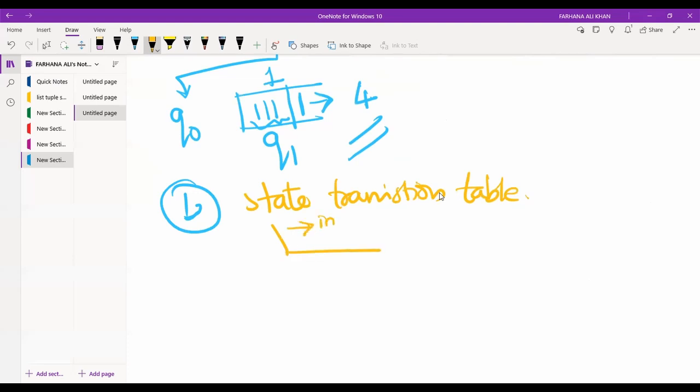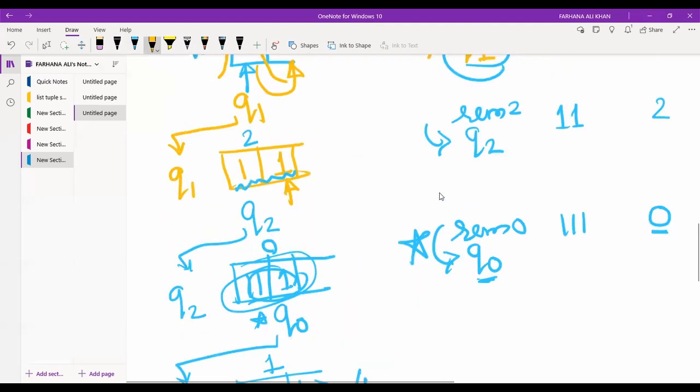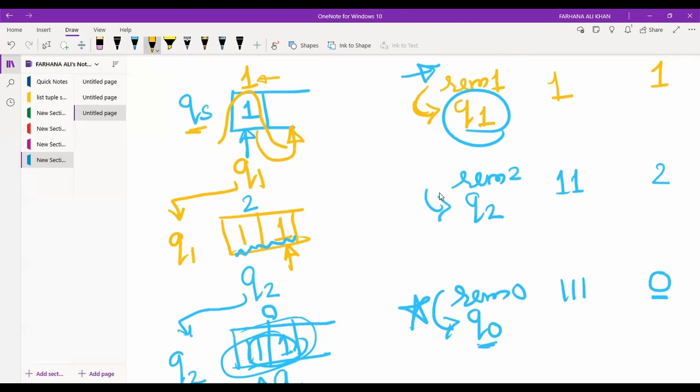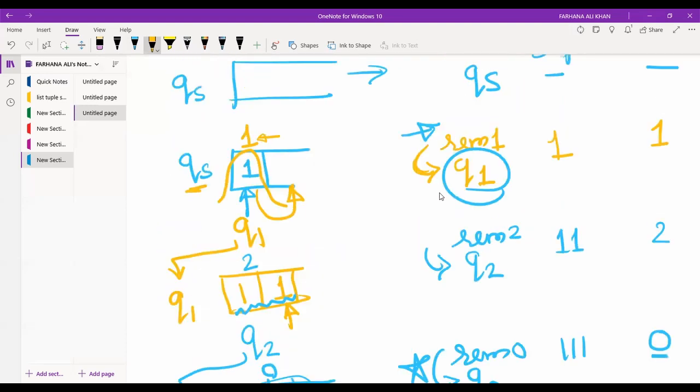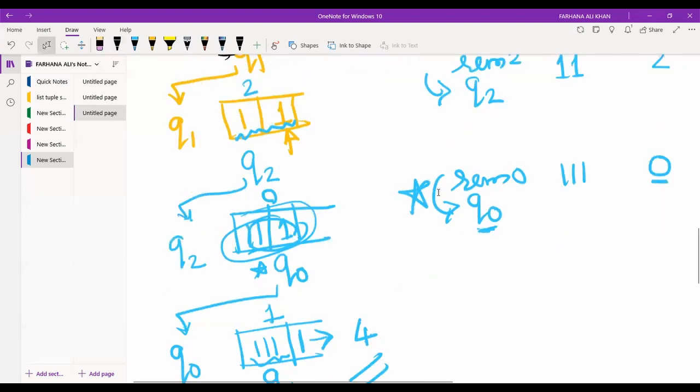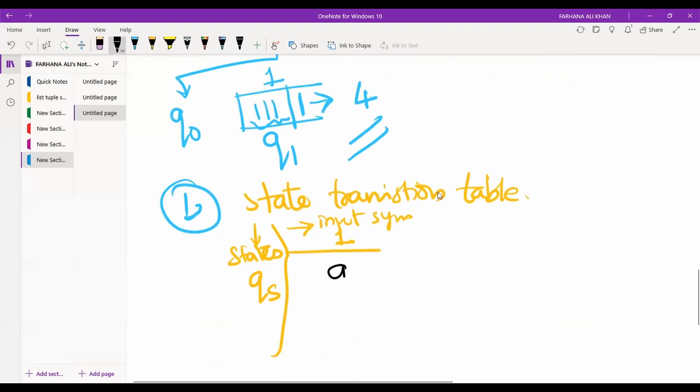We are going to write the input symbol. What is that input symbol that we consider? That is number 1. And here we are going to write the states. The first state that we consider is state QS. So we write state QS here. Now QS on input 1, where is it going? QS on input 1 goes to Q1 state.